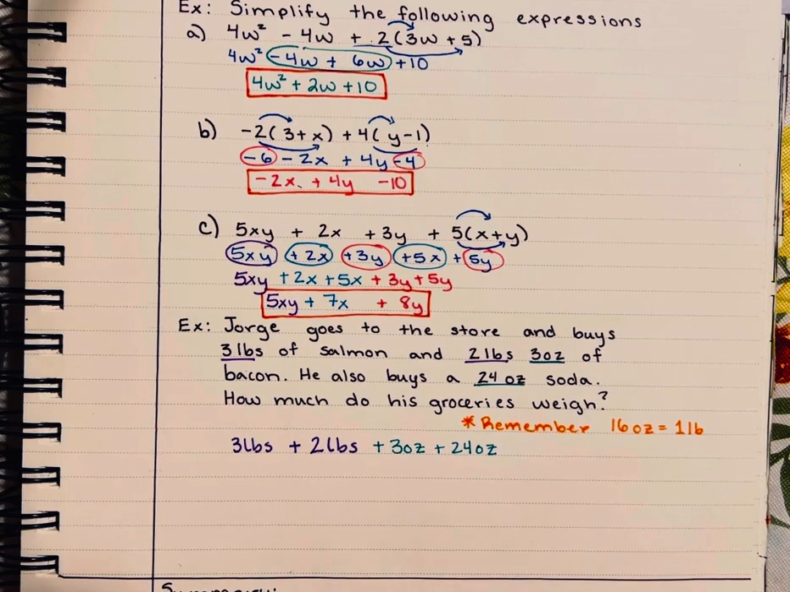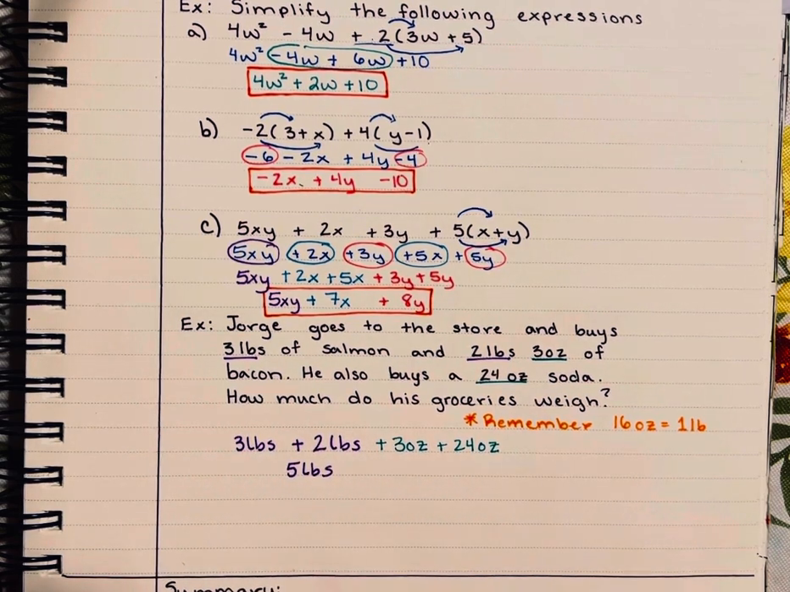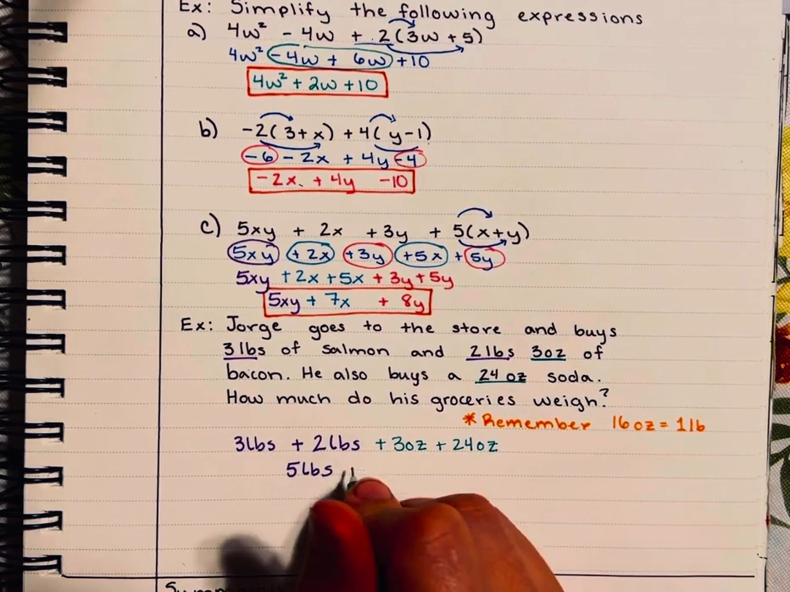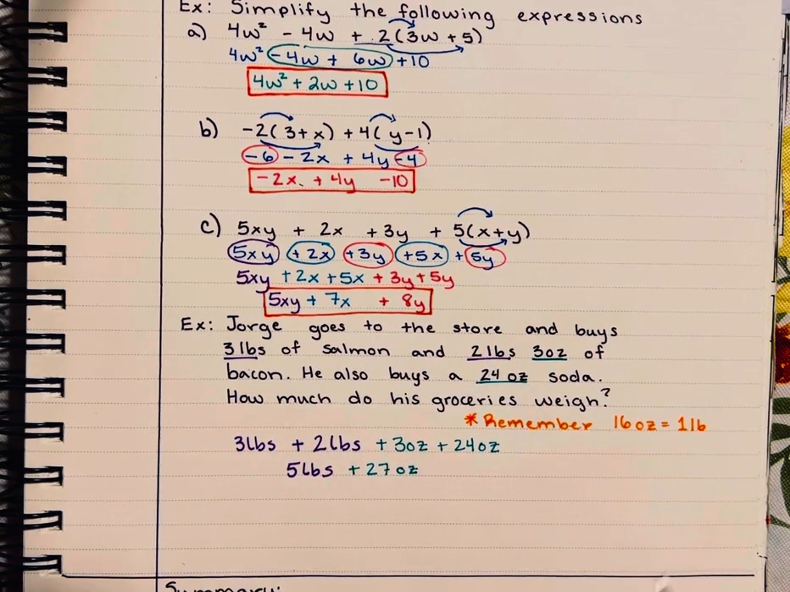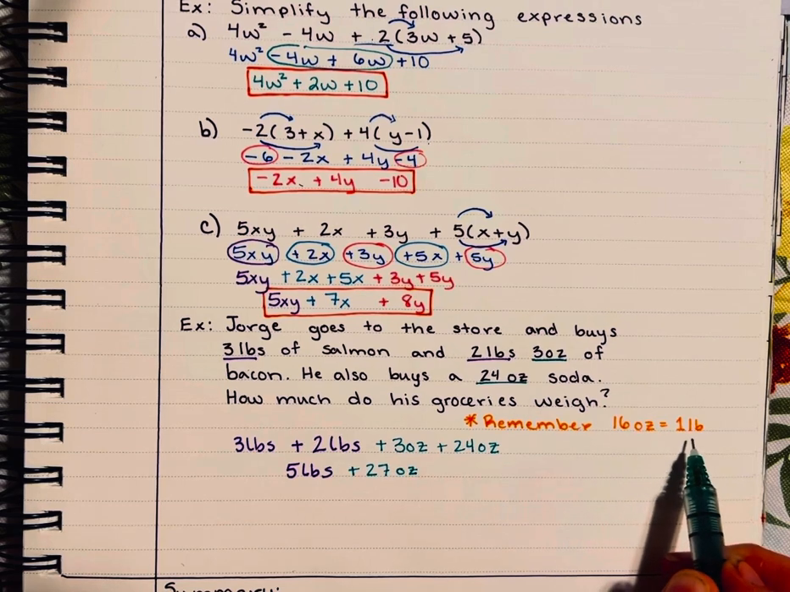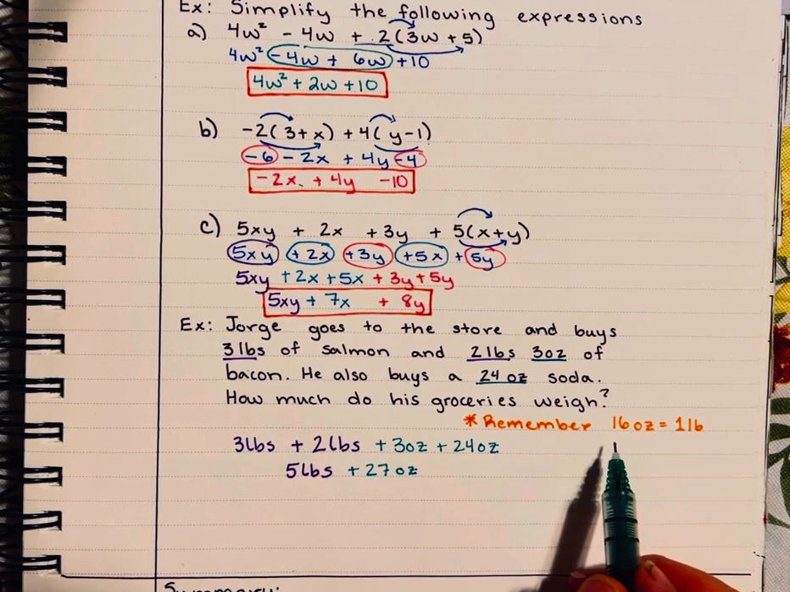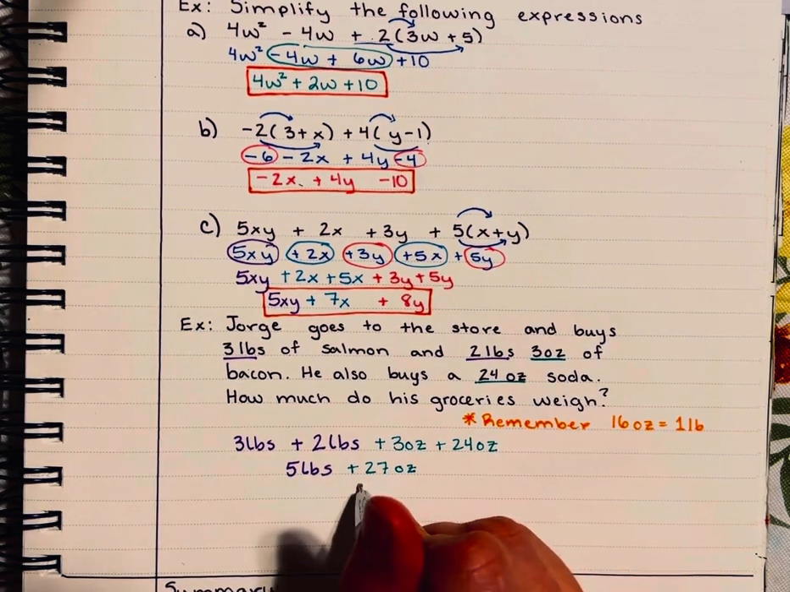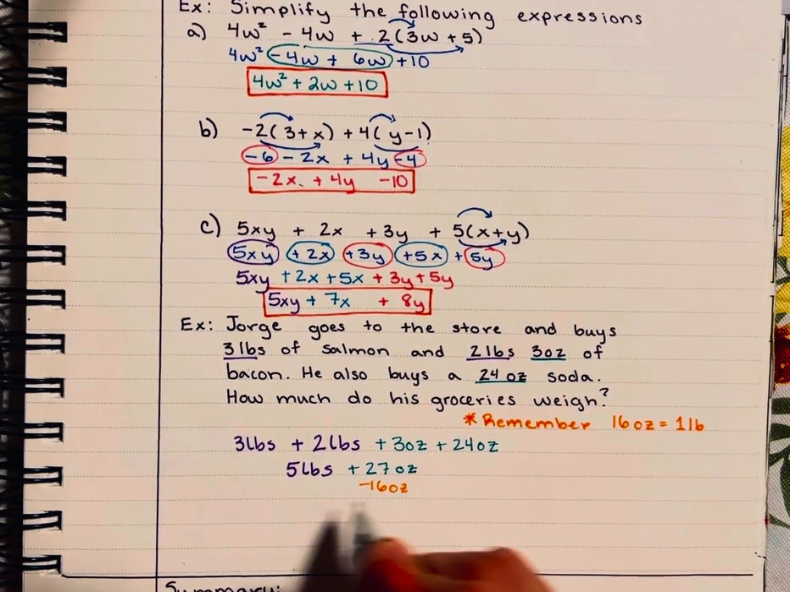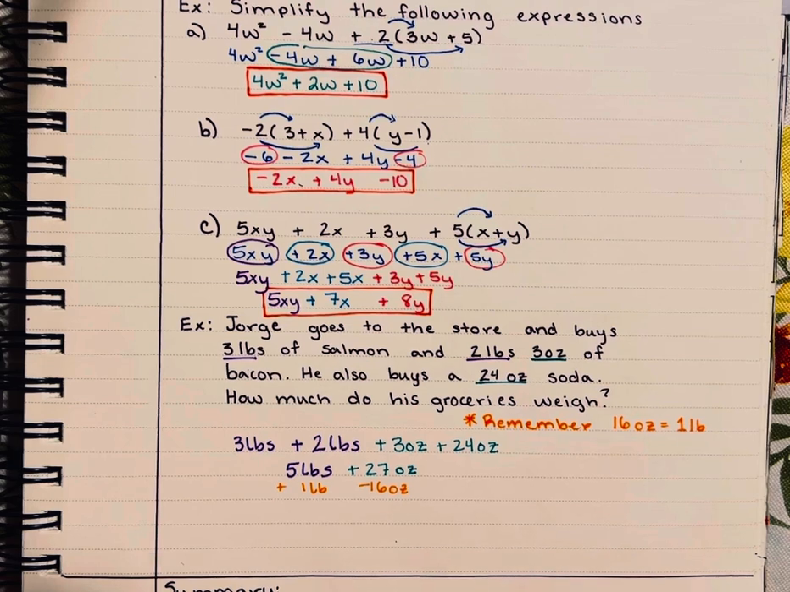Okay, so if I go strictly with what I have here, he's going to have 5 pounds and he's going to have 27 ounces. Now, this is technically correct, right? However, we have to remember that 16 ounces is 1 pound. So that means technically in this 27 ounces, because 27 is more than 16, there's actually 1 pound in here. So I'm going to subtract 16 ounces and add 1 pound. And the reason why I'm doing that is because 1 pound is 16 ounces.